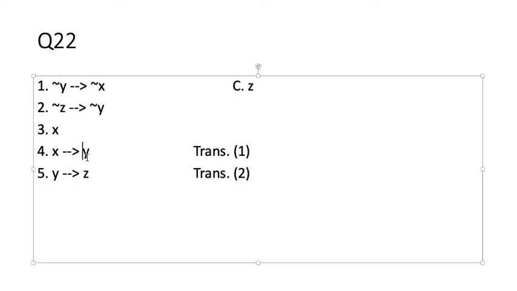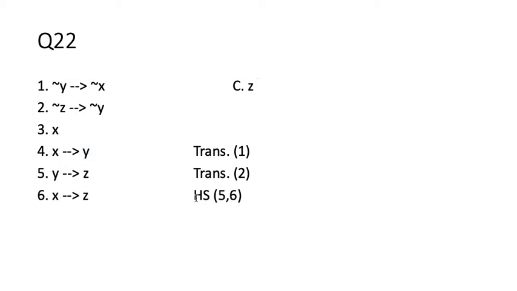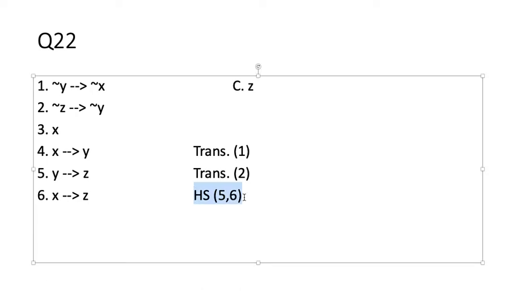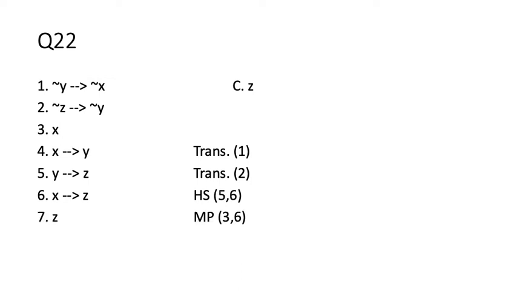All right, now look at what I have. I have this Y here and this Y there, so I can do hypothetical syllogism on 4 and 5. Hypothetical syllogism, oops, this should say 4 and 5, to get if X, then Z. Now look at what I have on line 3. I have X, so I can just do modus ponens with 3 and 6. 3 and 6, modus ponens, Z. That one's nice and easy.